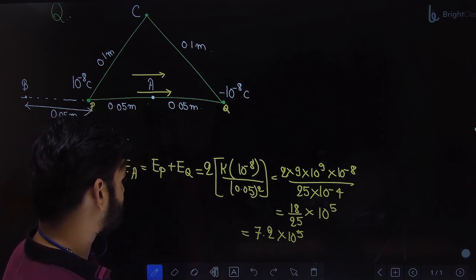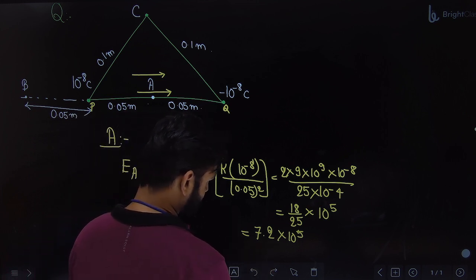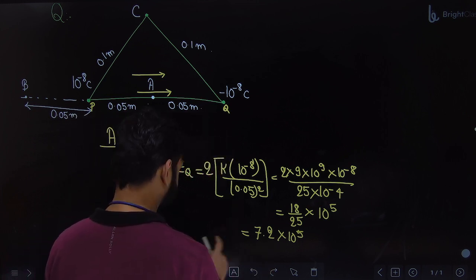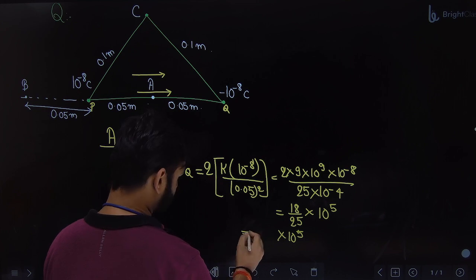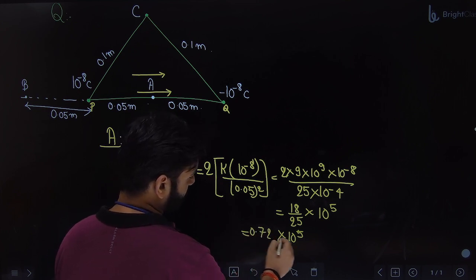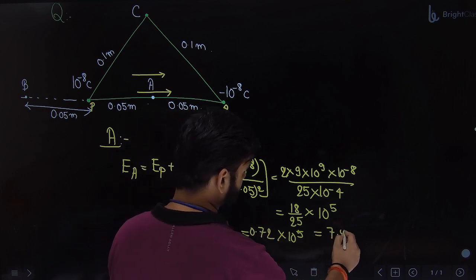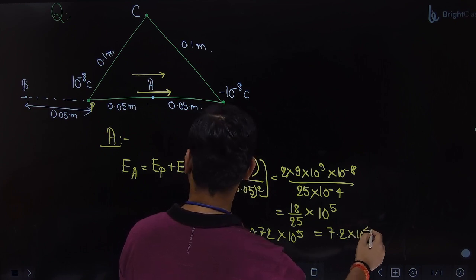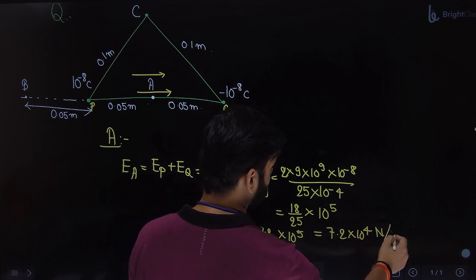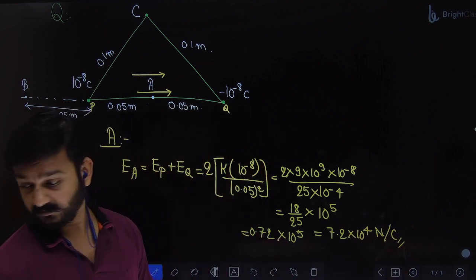Sir, I think it's 10 to the power 4. 0.7. Ah, good. 0.7. So 7.2 into 10 to the power 4. What is the unit for electric field? Newton per coulomb.